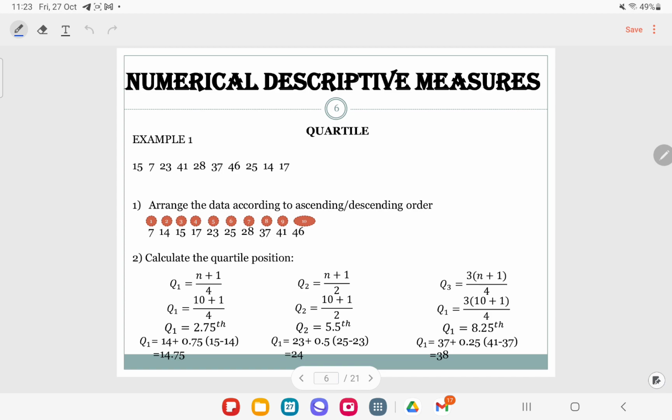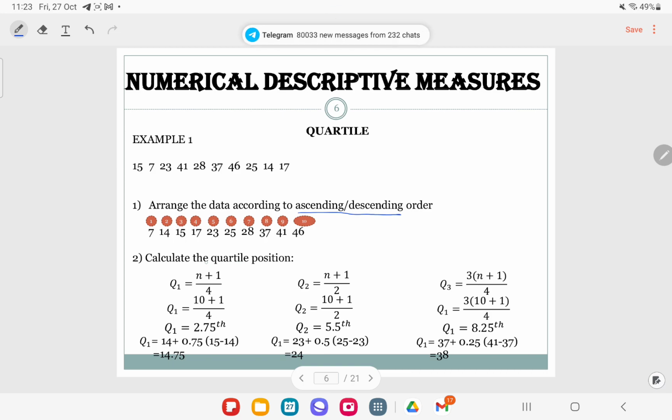Let's do an example first. We have ungrouped data. The steps involved are the same as the steps in the median calculation earlier. So arrange the data in ascending or descending order. The function of this step is to make number identification easier later, once you are calculating the position value.